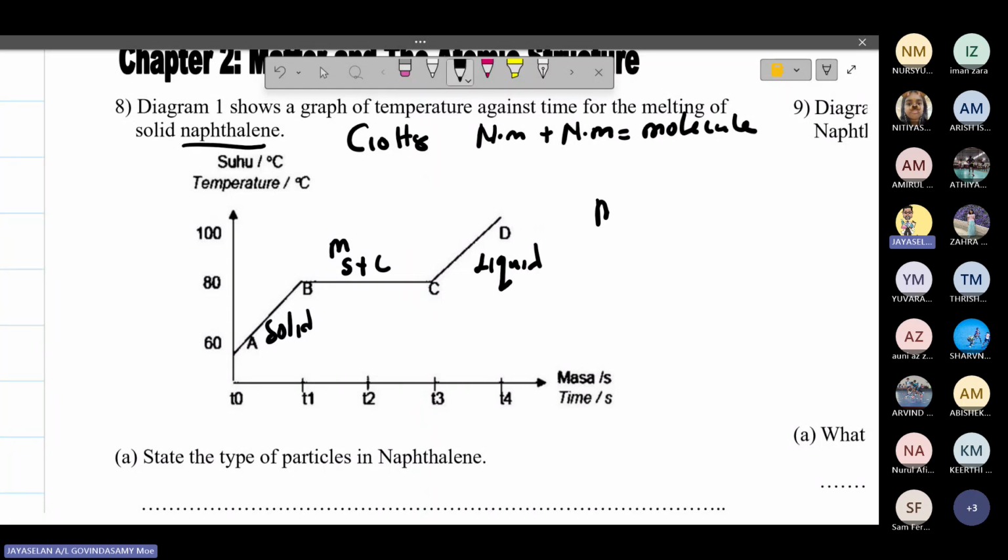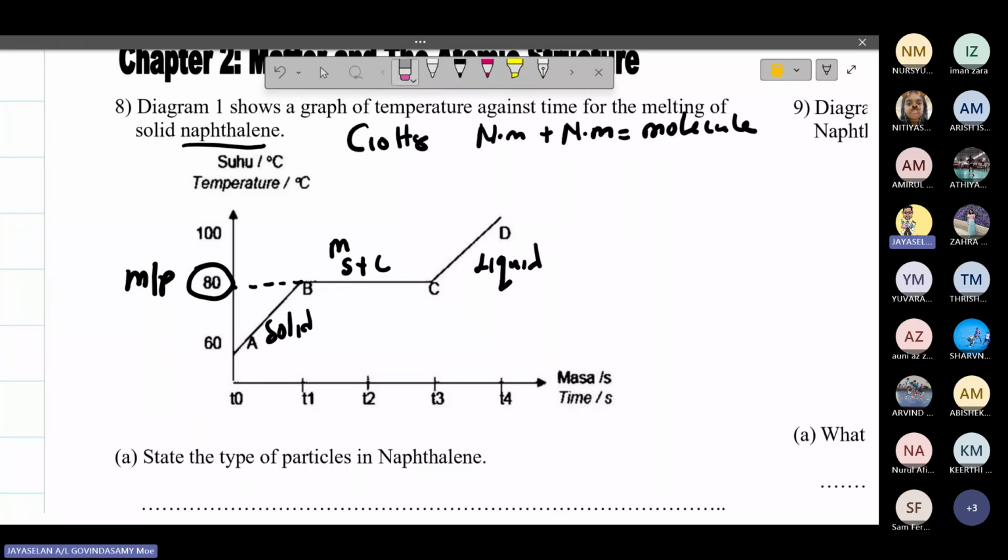Okay, and what is the name of the process? This is the melting process. Okay, where is your melting point? The horizontal line. This is your melting point. Ini semua kena ingat. Any question? No question, right?